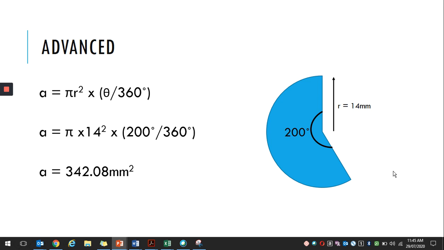So hopefully that should give you a little bit of an insight into how to do some more of the advanced area of a circle sort of stuff.